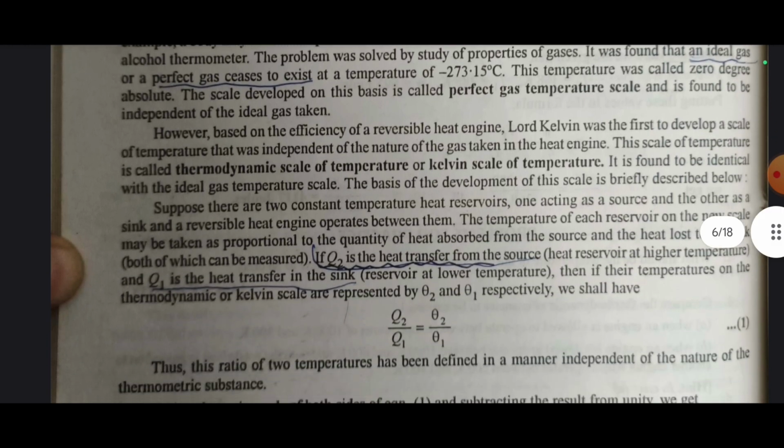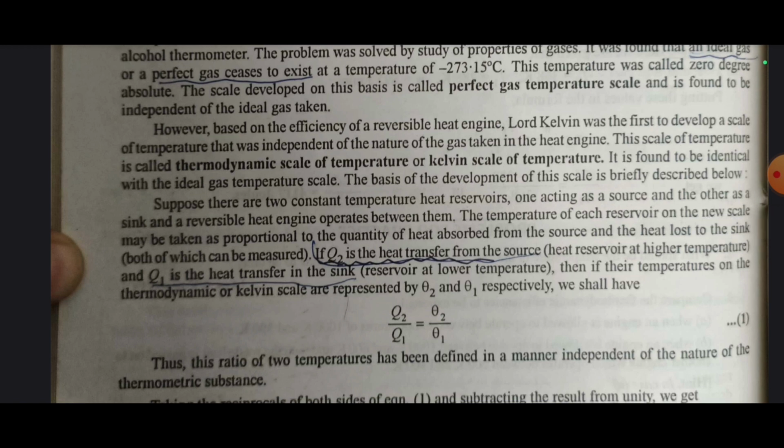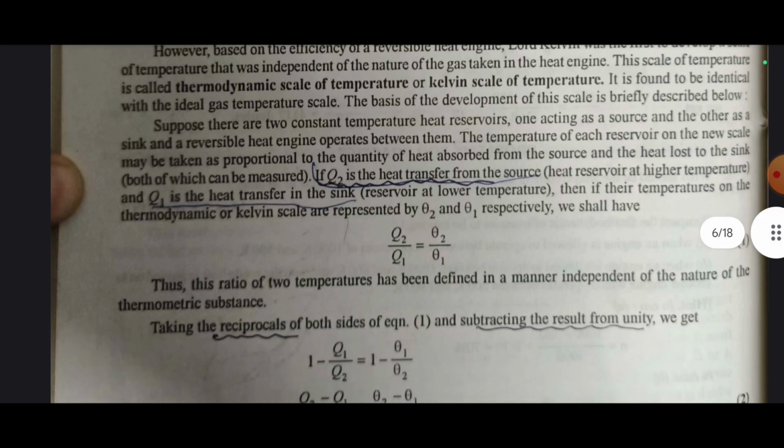The scale developed on this basis is called the perfect gas temperature scale and is found to be independent of the ideal gas taken. However, based on the efficiency of a reversible heat engine, Lord Kelvin was the first to develop a scale of temperature that was independent of the nature of the gas taken in the heat engine. This scale of temperature is called the thermodynamic scale of temperature or Kelvin scale of temperature. It is found to be identical with the ideal gas temperature scale. The basis of the development of this scale is briefly described below.